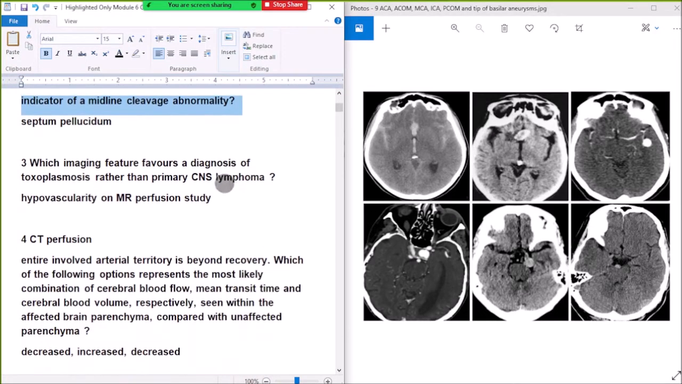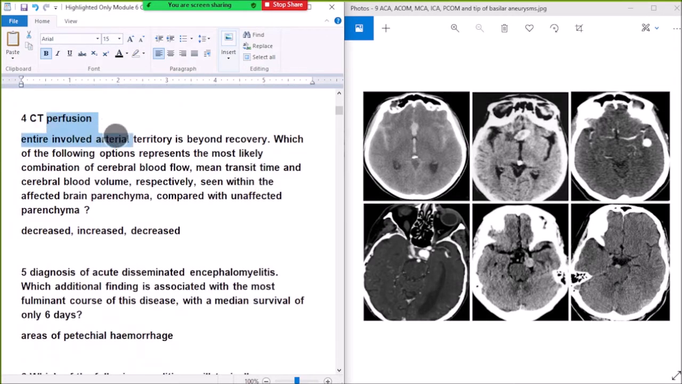Question number 3. Which imaging feature favors the diagnosis of toxoplasmosis rather than primary CNS lymphoma? Hypovascularity on MR perfusion study. Which imaging feature suggests toxoplasmosis rather than primary CNS lymphoma? Hypovascularity on MR perfusion study.